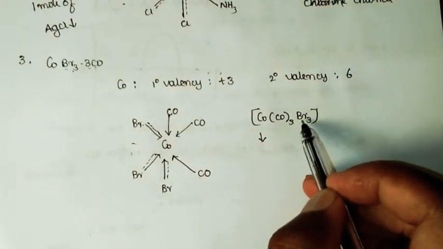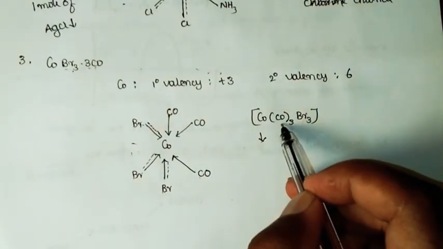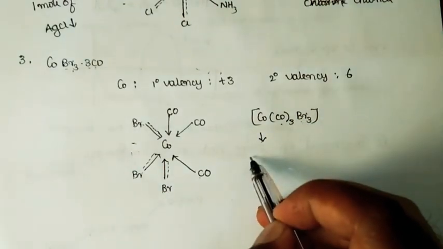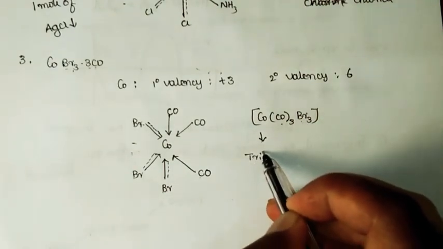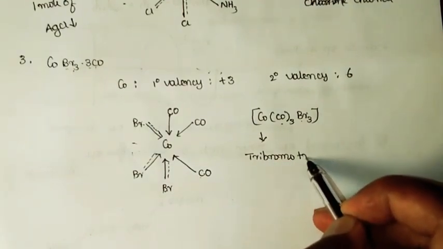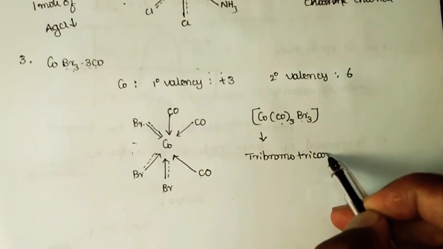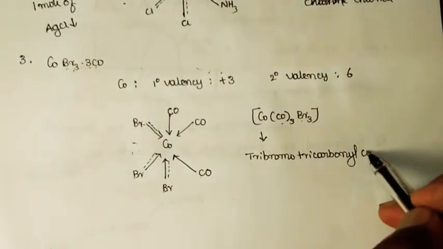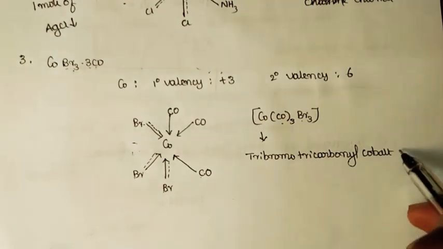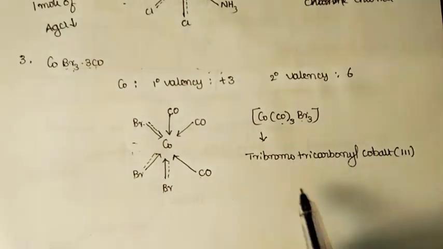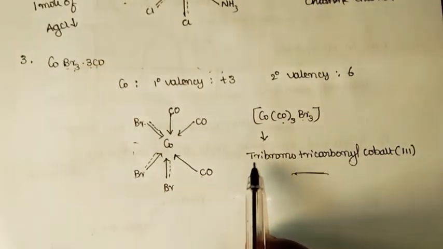So first, carbonyl starts with C, bromo starts with B. So first we should go with the alphabet B, that is tribromo, then tricarbonyl, and the central metal ion is cobalt, and the oxidation state is 3. So that's the IUPAC name of this particular compound.